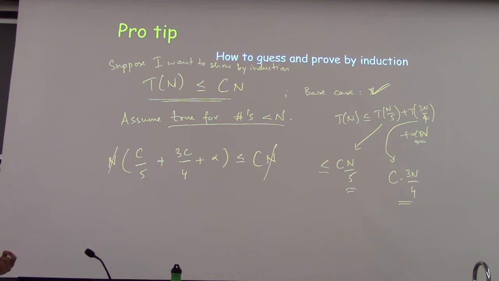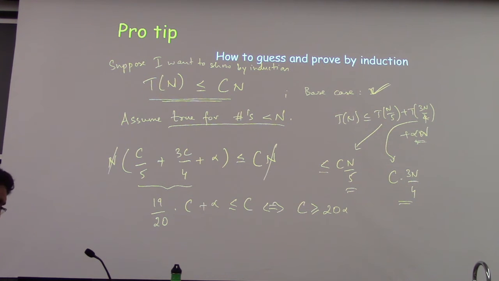So what do we need to have for this to hold? Luckily for us, that's 19 by 20 times C. And you have this plus alpha, and you want this to be smaller than or equal to C. And this means that C must be bigger than or equal to 20 alpha. Luckily for us, this coefficient turned out to be positive.